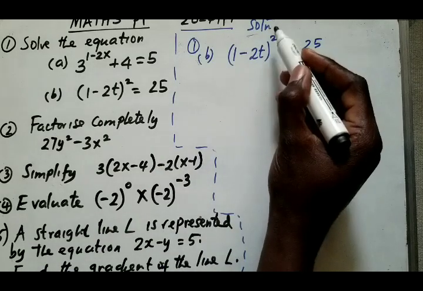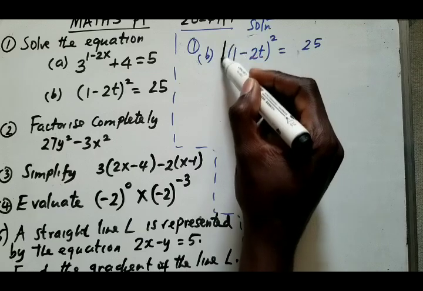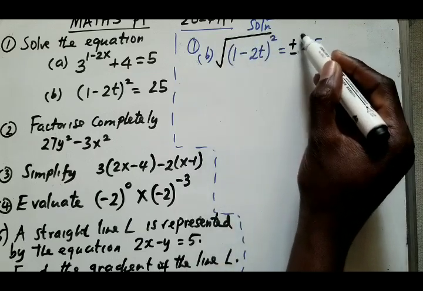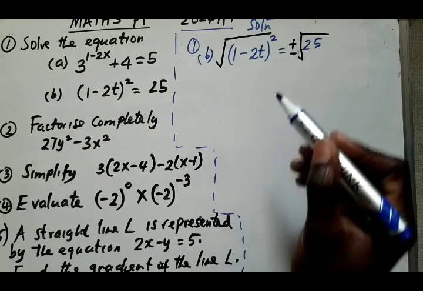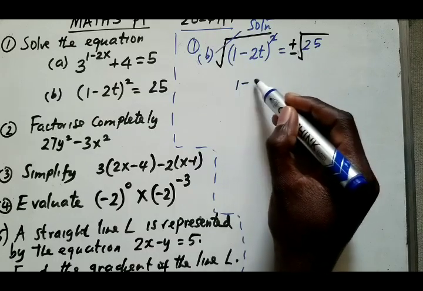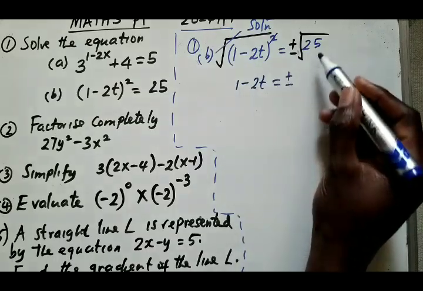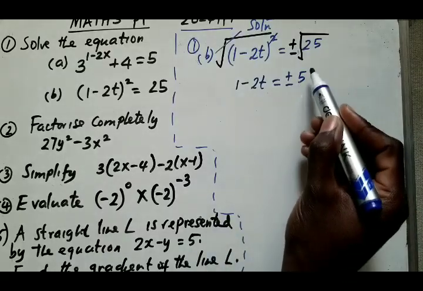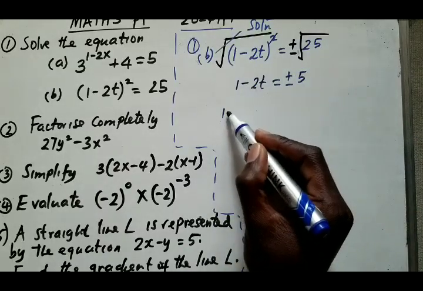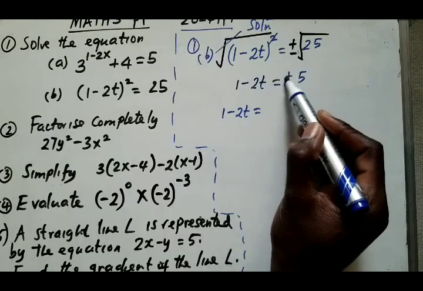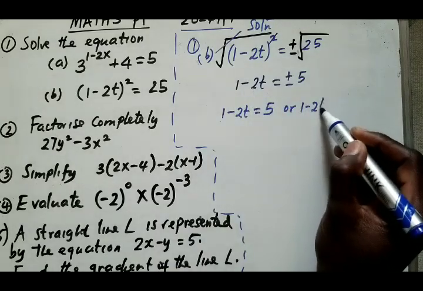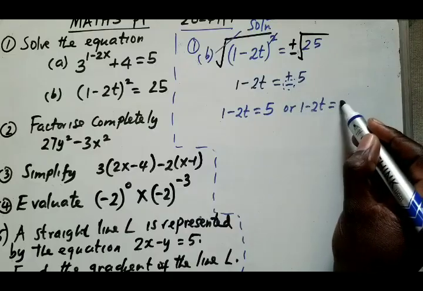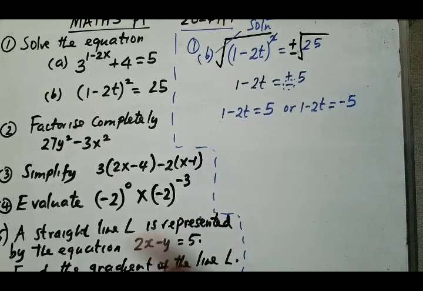Right away you can get rid of that square by introducing the square root. What you do this side, you also do the other side. But when you introduce the square root on the other side, it should be either positive or negative. So this and that will cancel. I'll remain with 1 minus 2t is equal to plus or minus the square root of 25, which is 5. So when you reach that point, you can separate them and say 1 minus 2t is equal to the positive part of the square root, that is 5, or 1 minus 2t is equal to the negative part of the square root, which is negative 5.